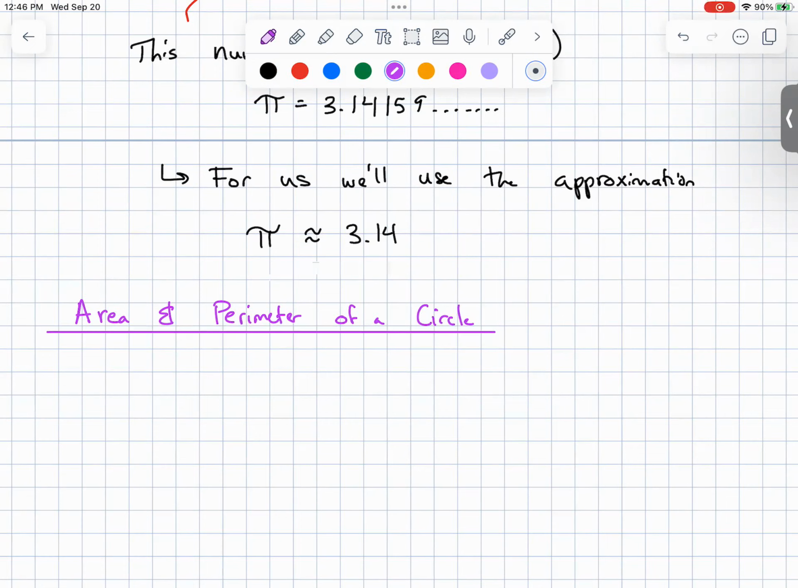Area and perimeter. So the area of a circle, A, is equal to pi r squared. The area of a circle is pi times the radius squared.